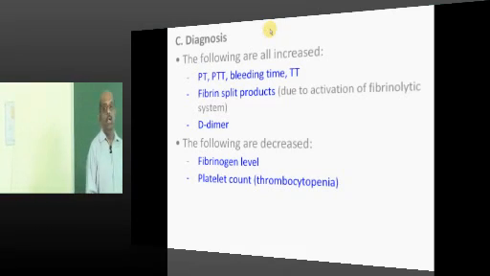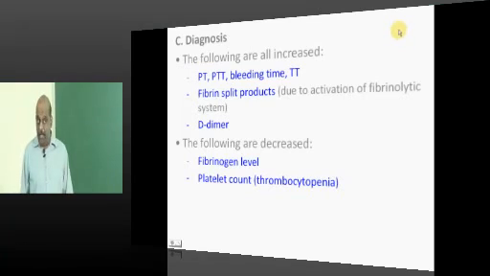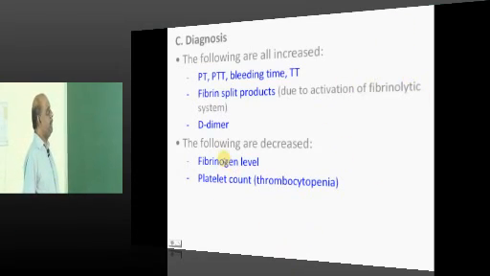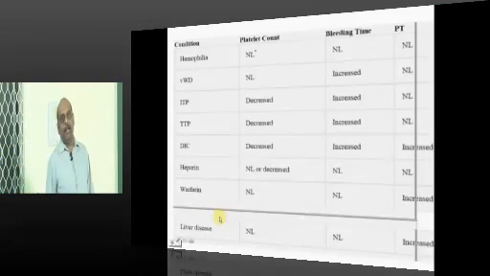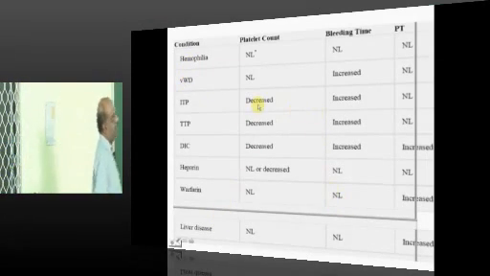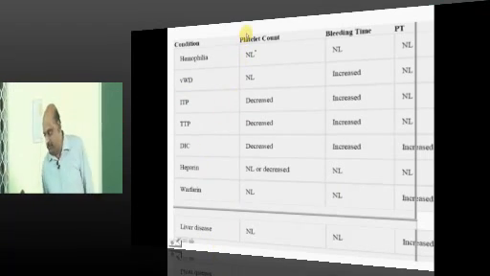So how do you diagnose? PT, APTT, bleeding time, TT, everything is prolonged. FDP are elevated, fibrin degradation products, D-dimer is elevated, and fibrinogen and platelet count are typically diminished. So, doctor, this is one table I leave to you in the literature.